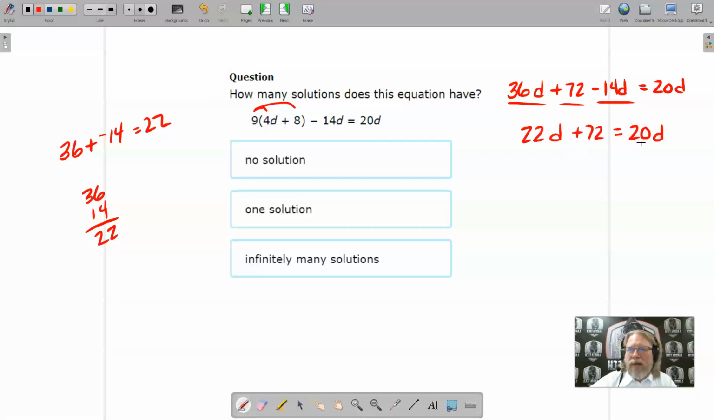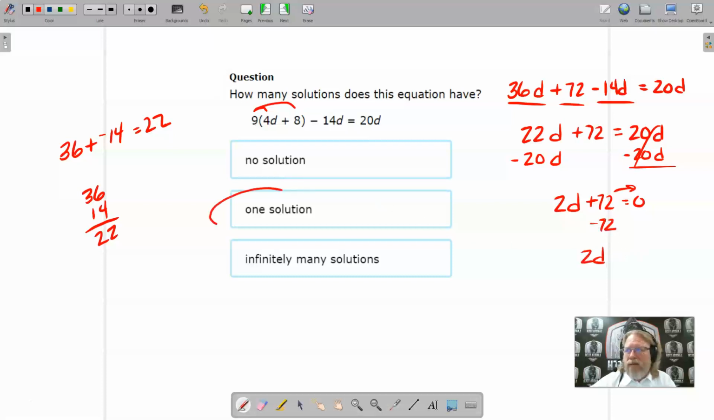Looking pretty good. So let's go ahead and add 20d to each side, or subtract. Take that back. Let's go ahead and subtract 20d from each side. Minus 20d. Those will cancel each other out. And 22 minus 20 is 2. So we get 2d plus 72 equals 0. But we want this 72 over to the other side. Change the sign, which actually means we're subtracting 72, right? So we end up with 2d.